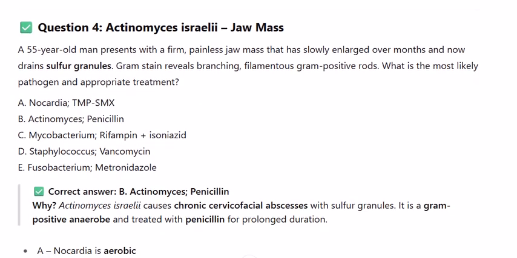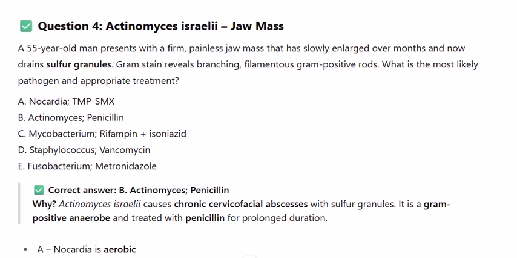Question 4. Actinomyces israelii, jaw mass. A 55-year-old man presents with a firm, painless jaw mass that has slowly enlarged over months and now drains sulfur granules. Gram stain reveals branching filamentous gram-positive rods. What is the most likely pathogen and appropriate treatment?